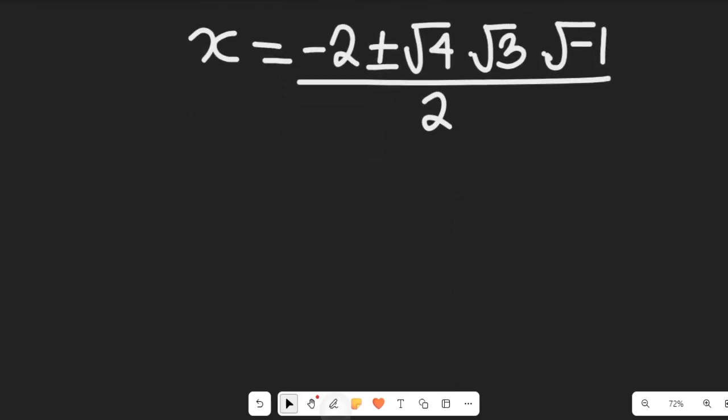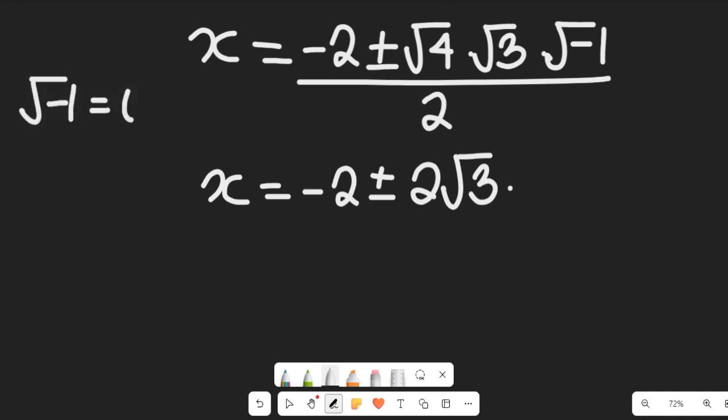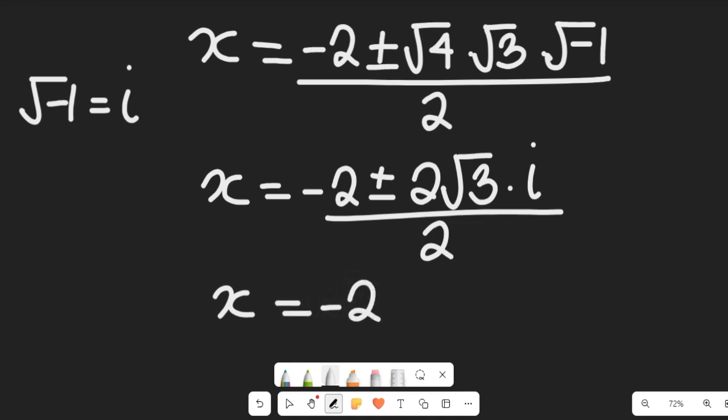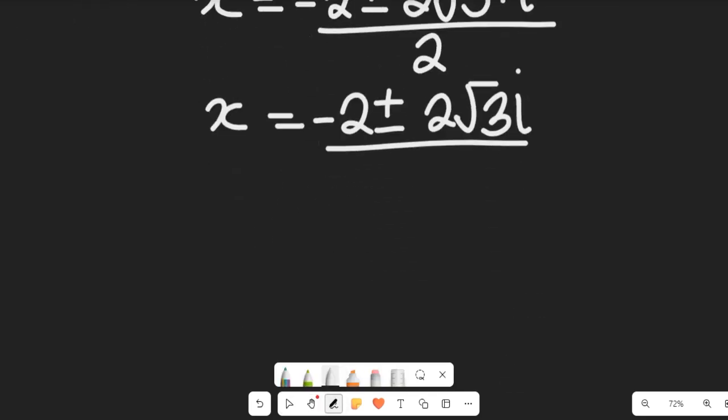From that expression, next we'll have x equal to negative 2 plus or minus the square root of 4, which is 2, multiplied by the square root of 3 multiplied by, recall that the square root of negative 1 is equal to i, the imaginary unit. And all these are divided by 2. So the value of x will be equal to negative 2 plus or minus 2 root 3 i, all divided by 2, right?